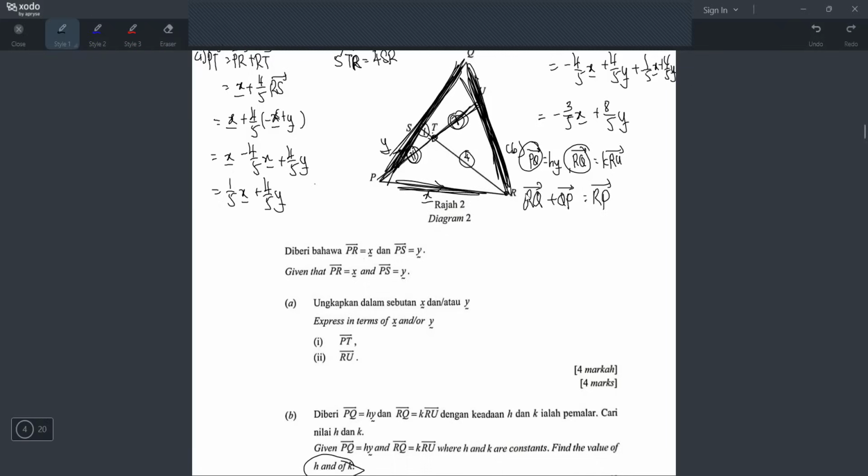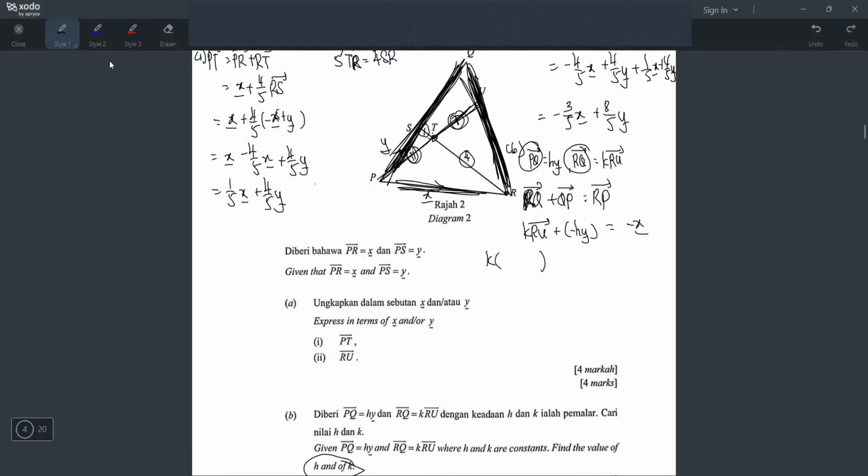RQ plus QP. So if I do it like this, what I put for my RQ will be KRU. And then what I put for my QP is negative Hy, right? Why negative? Because PQ is Hy, so QP will be negative Hy lah. And then equals to RP, which you can see from the diagram. PR is x, so RP must be negative x. Okay, but this is not the only way to do it. I already mentioned you can also write PQ plus QR equals to PR. Can also, right? You will get the same answer. Okay, what is K times RU?